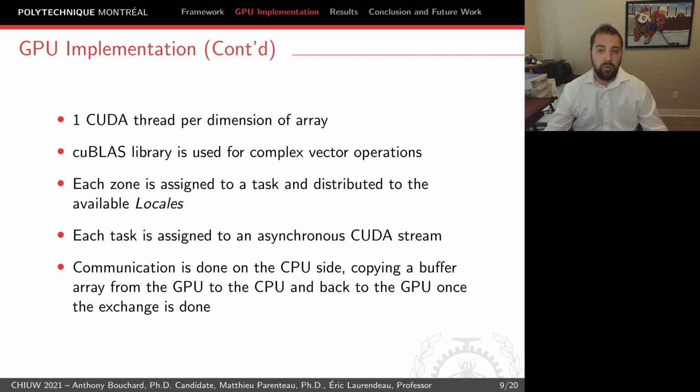For the coarse-grained parallelism, each zone of the grid is assigned to a task by CHAMPS and distributed over the available locales. Each of these tasks is assigned to an asynchronous CUDA stream to overlap the computations. Finally, the communication is done on the CPU side. So we copy a buffer array from the GPU to the CPU, we do the exchange, and then we copy it back to the GPU.